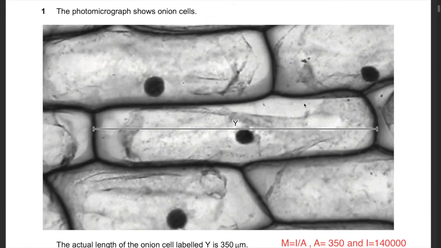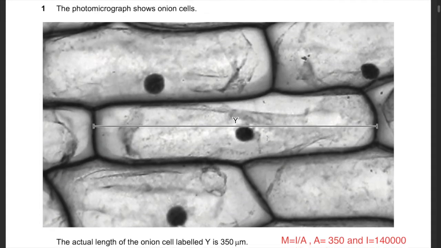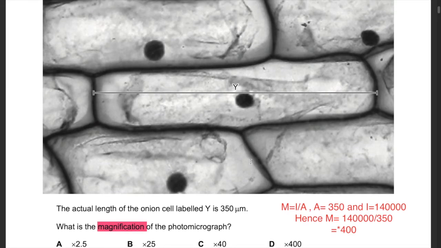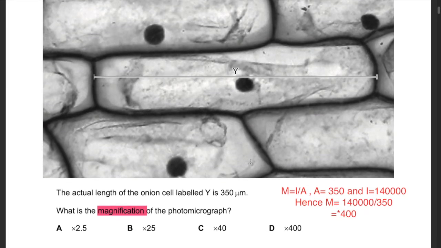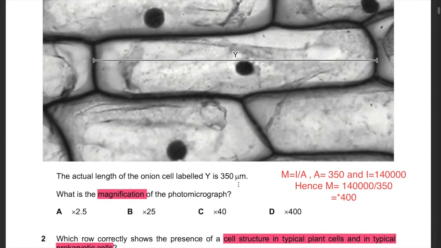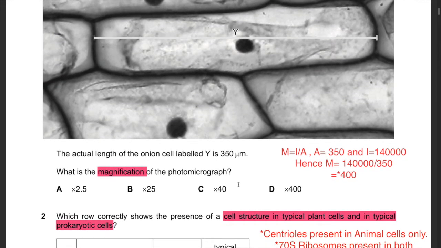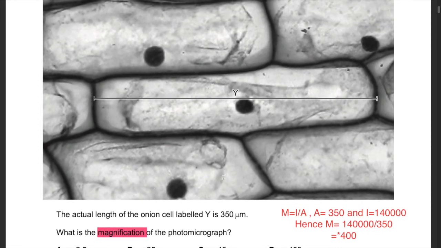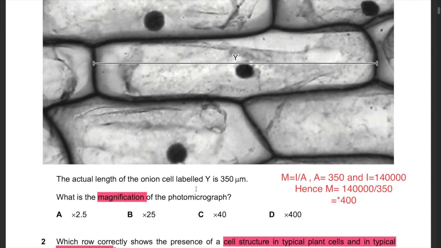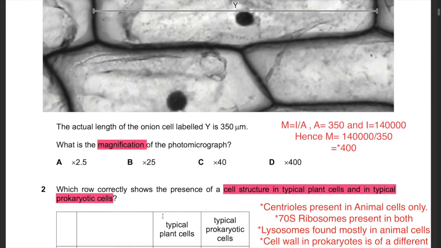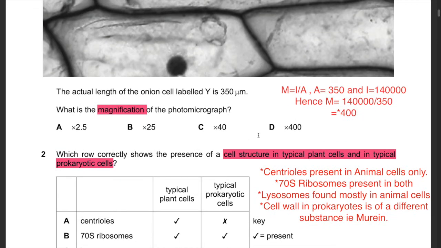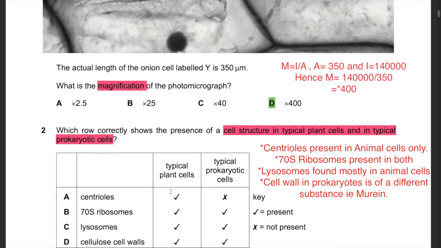The first question is on onion cells and they have given the photomicrograph. They have given the actual length labeled y, which is 350 micrometers, and they're asking for the magnification. So magnification is nothing but image size upon actual size, and the actual size is 350 micrometers. When you measure this whole length of this onion cell, labeled y, you will get 140,000 micrometers. So 140,000 micrometers upon 350 will give you 400. So that's the magnification. Answer is D.